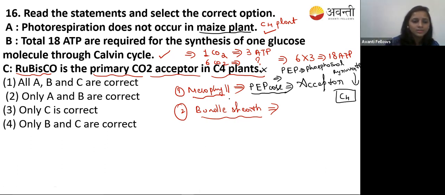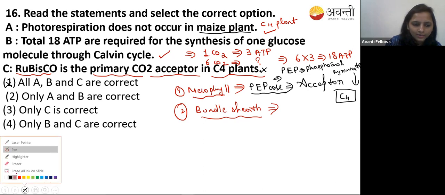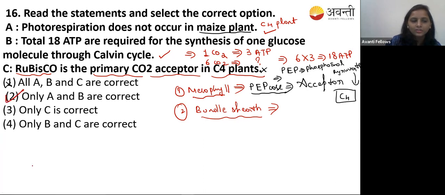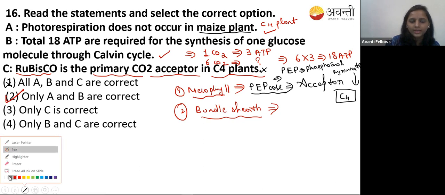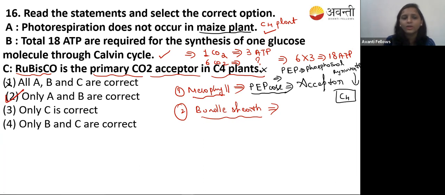Then coming to the options. In option 1, they are telling that A, B, C are all correct. No, option C is wrong, so option 1 is wrong. Then option 2 says only A and B are correct. Yes, A and B are correct. Then the third option says only C is correct. No, C is wrong, so that is wrong. Option 4 says only B and C are correct. No, C is wrong. So the correct statement is that only A and B are correct.